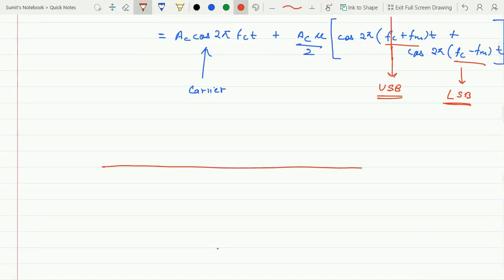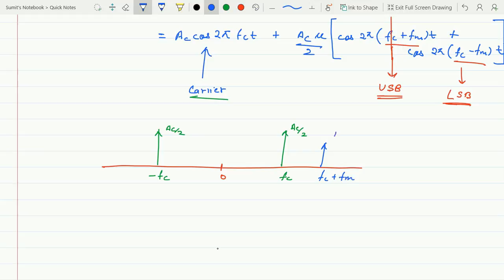So let's take the spectrum here. If this is your 0 point, you know how the AM structure looks. You will have a carrier frequency component because of this part. So this is your A_C by 2 at F_C. Similarly A_C by 2 at minus F_C, and then the modulated signal part. One part, the upper sideband, is coming at F_C plus F_M. So you will get F_C plus F_M here.